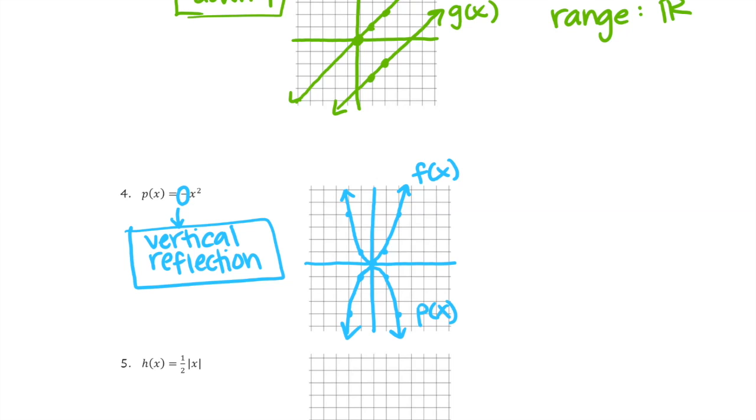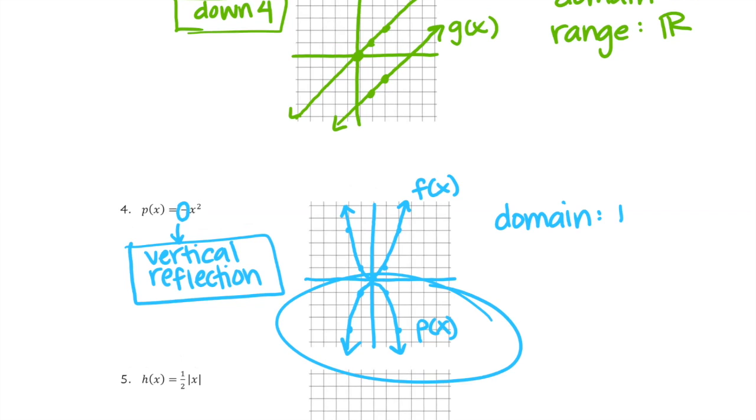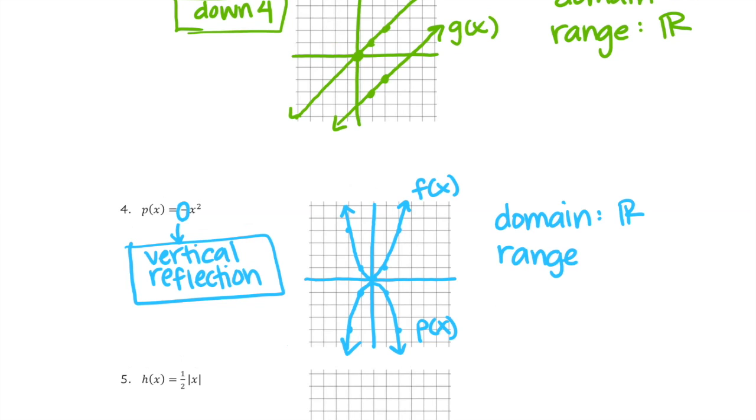It's a vertical reflection. And as for the domain and range, the domain of the p of x, the domain of this one, is all real numbers because it is going to go left and right forever. Slowly, it'll go to the left and slowly it'll go to the right, but it will go to the left and right forever.